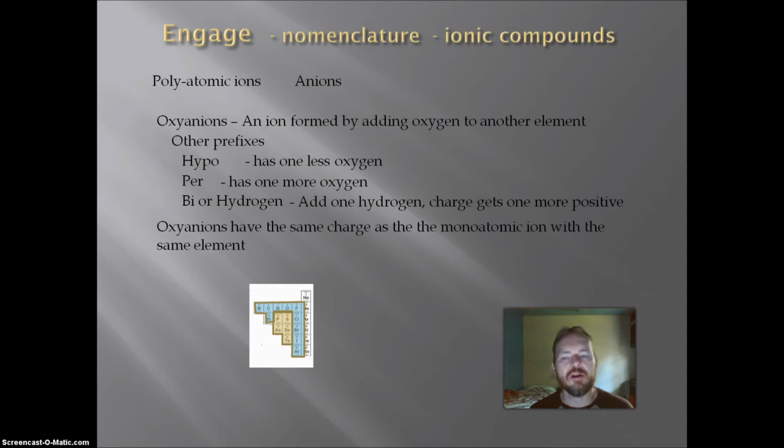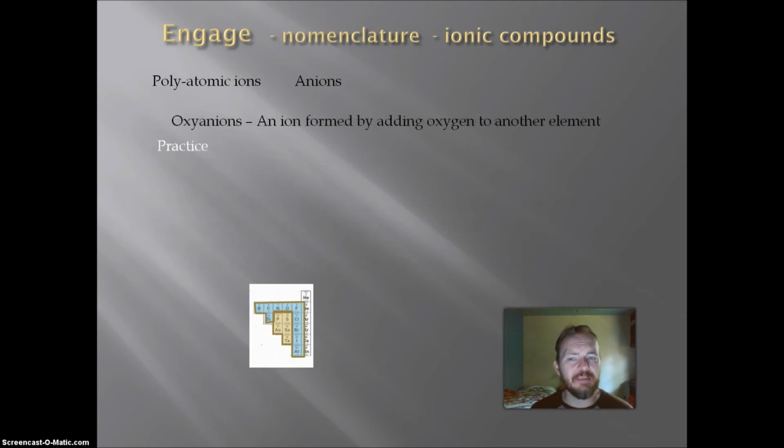As long as we're talking about charges, oxyanions will have the same charge as a monoatomic ion with the same element. So before we mentioned sulfate and sulfite. Well, sulfide has a charge of -2. So sulfate and sulfite both would also have a charge of -2. When we talked about chlorate and chlorite, well, those are related to chloride. Chloride has a charge of -1, so chlorate and chlorite would also have a charge of -1. The only exception to this is nitrogen. The nitride ion has a charge of -3, but all the nitrogen oxyanions, the nitrate and the nitrite, all have a charge of -1.